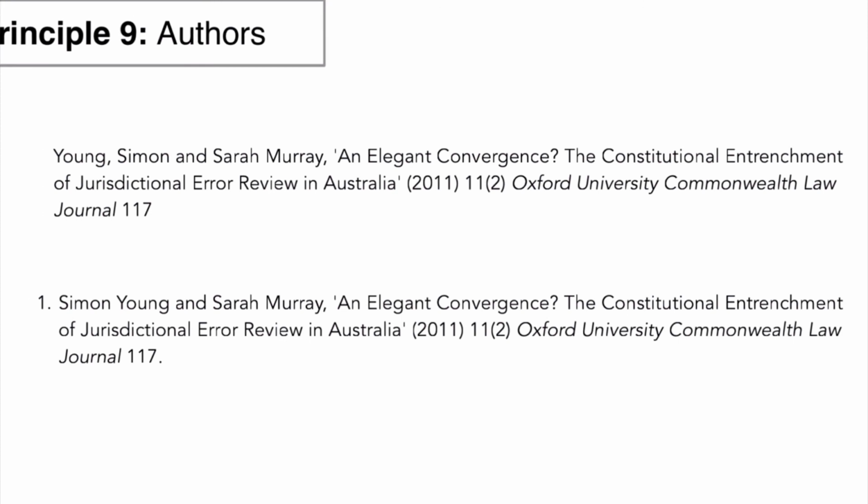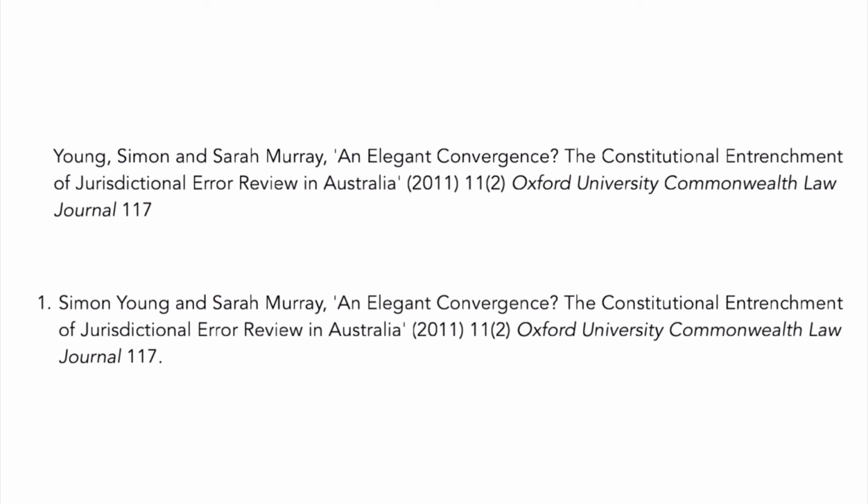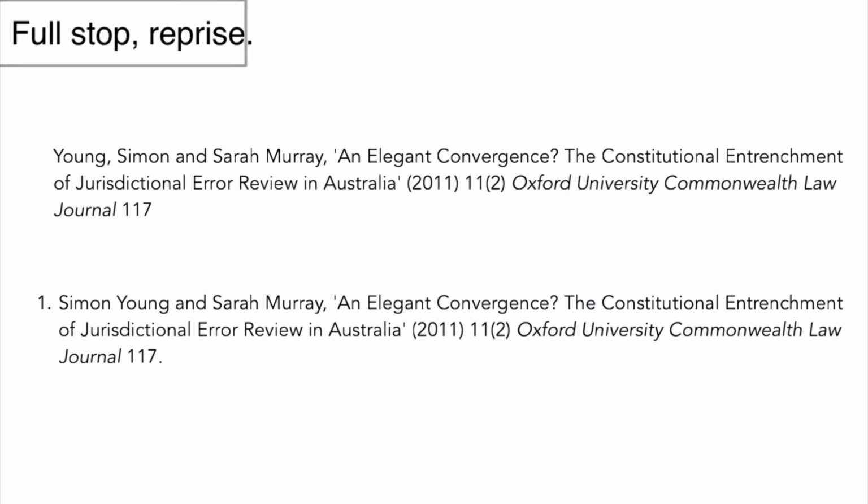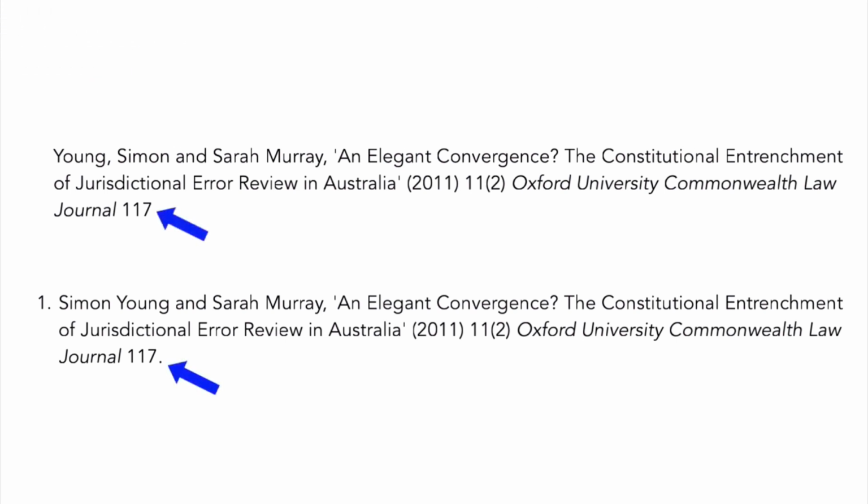In a bibliography, the first author's name appears differently to how it looks in the footnote. The first name and surname are inverted, so they appear as surname, comma, first name. For works by 2 or more authors, only the first author's name is inverted. The rest of the names appear as they do in footnotes. Finally, note that while references in footnotes always end in a full stop, the references in your bibliography never do.